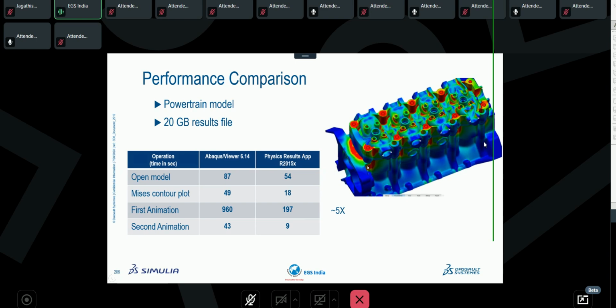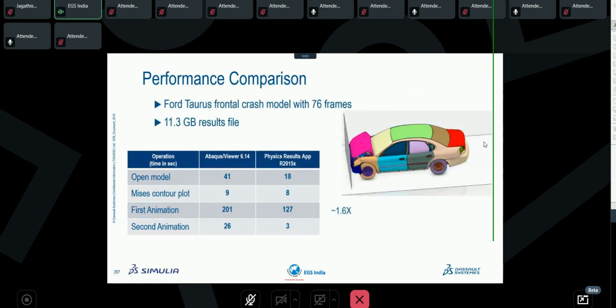Next, this is a frontal crash for the Ford Taurus. So what we have done is we have checked and analyzed it, and we can see the difference in the opening of the model itself with the help of our 3D experience. So it takes only 18 seconds for opening up the entire model.